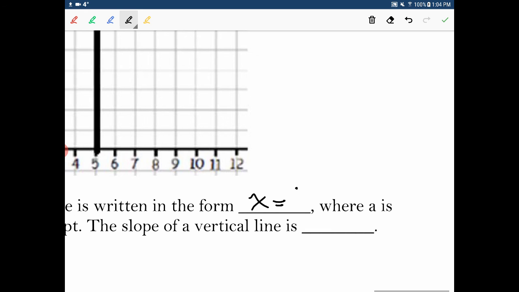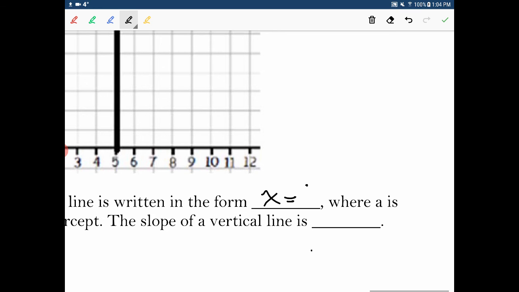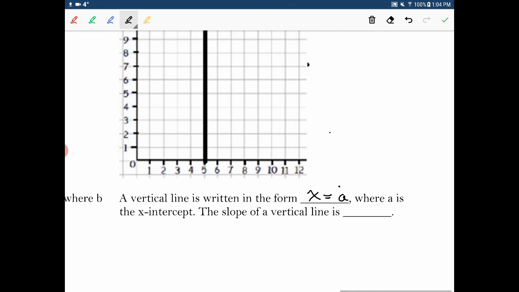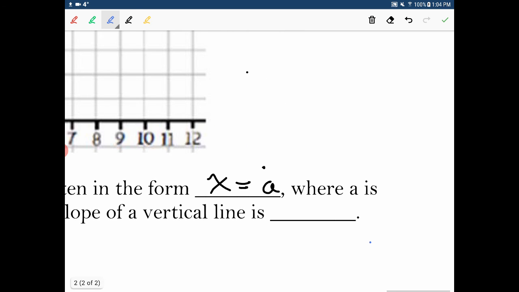So we'll call it a, like I did over here. So x is equal to a, where a is the x-intercept. It's the same kind of thing, except we're going through the x value of 5. So this one is going to have the equation x equals 5. And that's it.